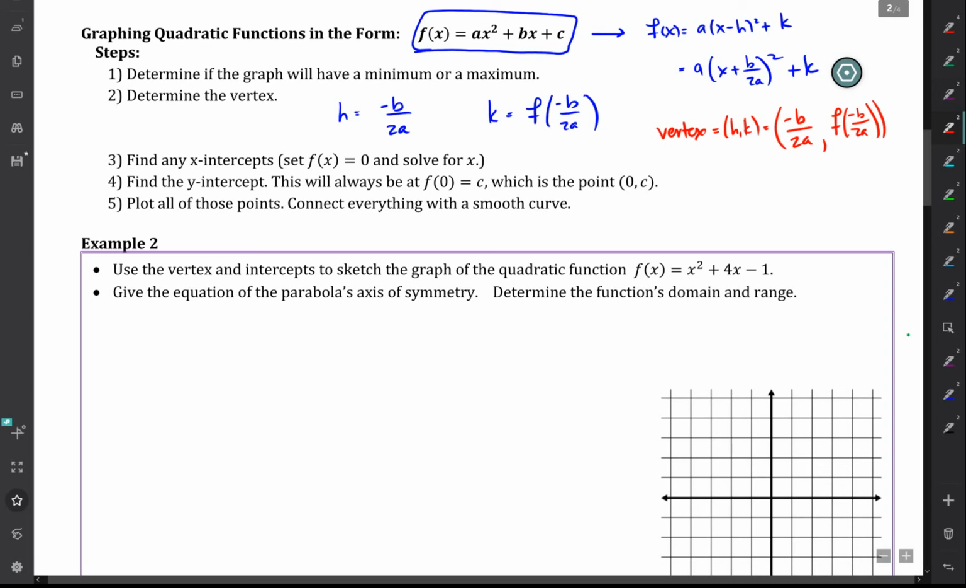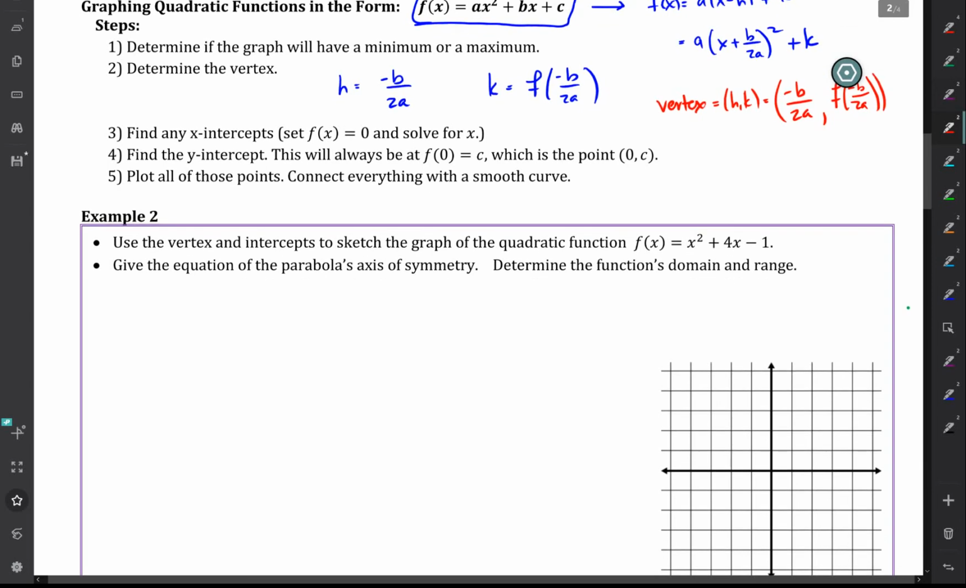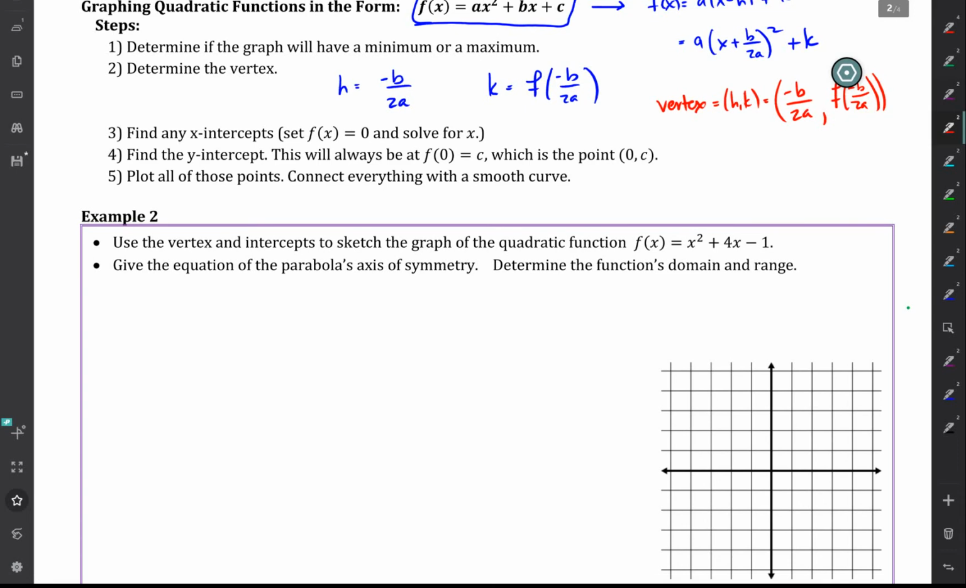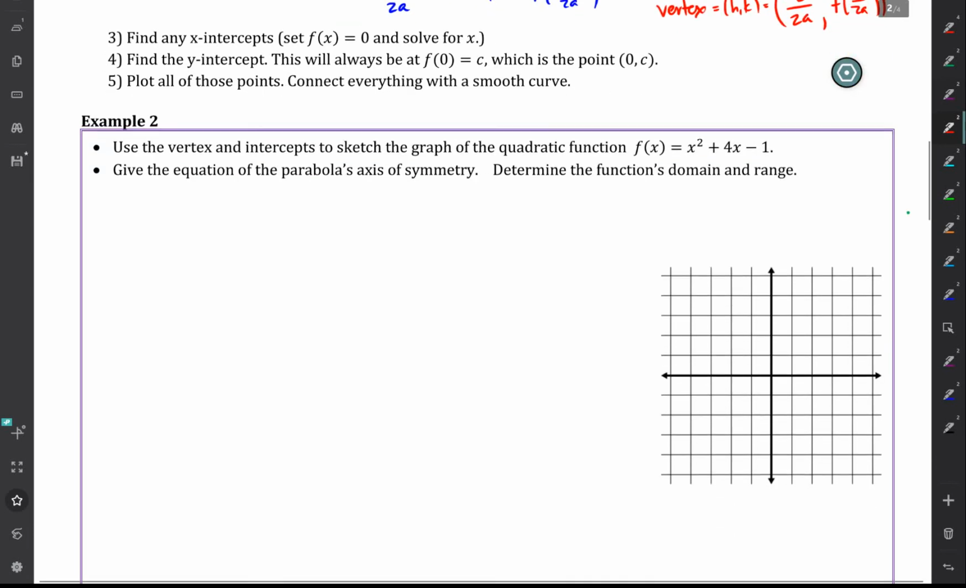Okay. So that will give us the vertex, and then we'll find the y-intercepts and the x-intercepts once we have the standard form. Okay, so let's do this for an actual example.